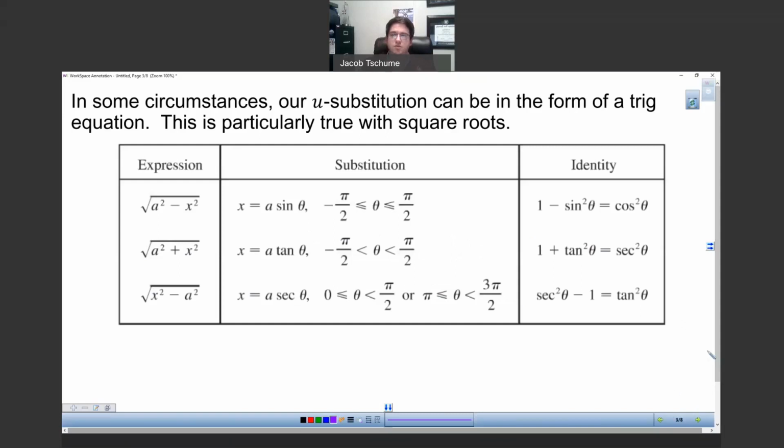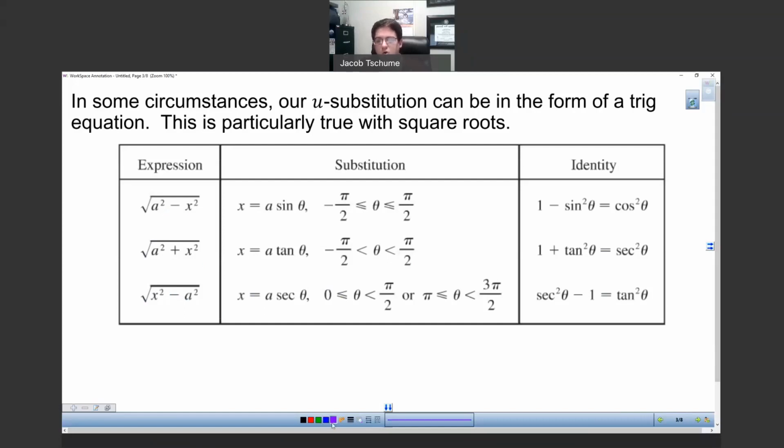So in some circumstances, our U substitution can be in the form of a trig equation instead. This will particularly be true when it comes to square root problems. In these next 4 or 5 integrals that we're going to see in this section, inside of your square root is going to be one of the following 3 expressions: either a squared minus x squared, a squared plus x squared, or x squared minus a squared.